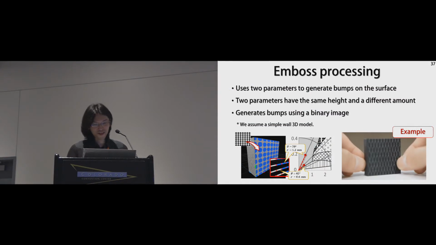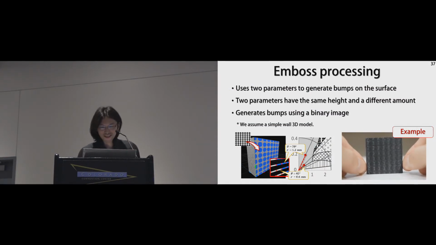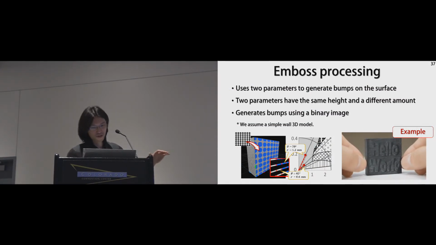So the next system is for emboss processing. This system generates bumps on the surface using 2 parameters. These parameters have the same height and different widths, namely a different amount of material. By assigning a binary image to the parameter, the system allows users to design characters and patterns.